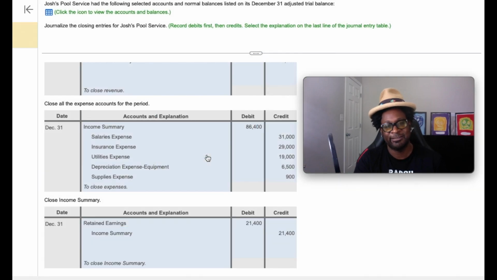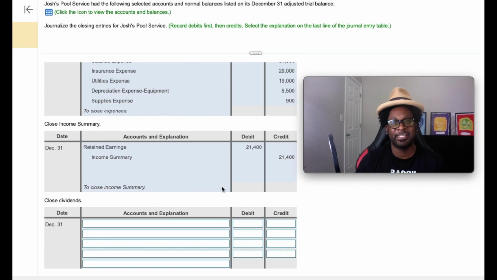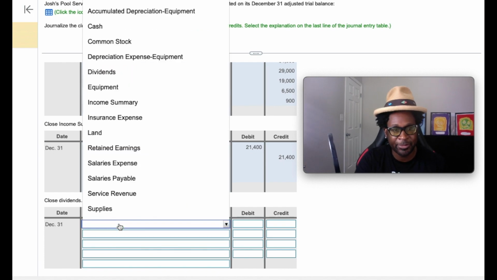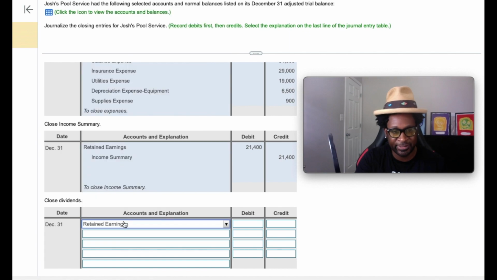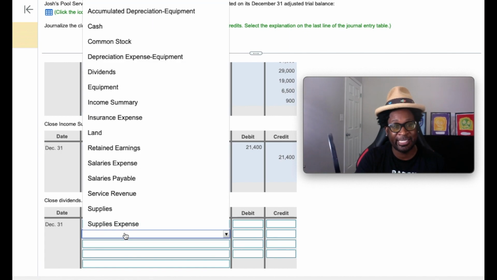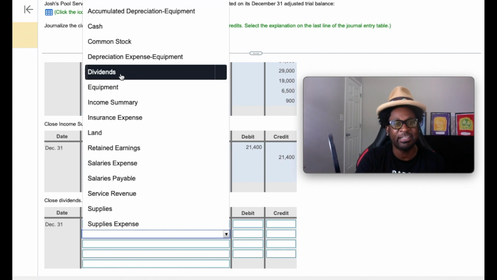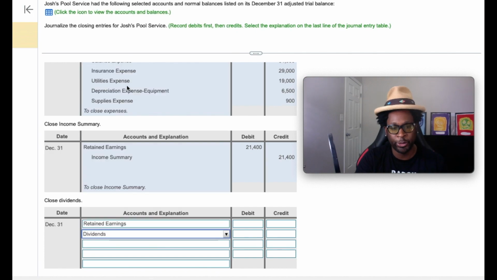Nice work, gang. And last but not least, we're going to close out our dividends into retained earnings because we know that dividends by definition is a distribution of income to the shareholders. If we're distributing income to the shareholders, we are thus decreasing our retained earnings. And so we're going to have to debit retained earnings for the dividends amount while simultaneously closing our dividends account off the books with a credit.